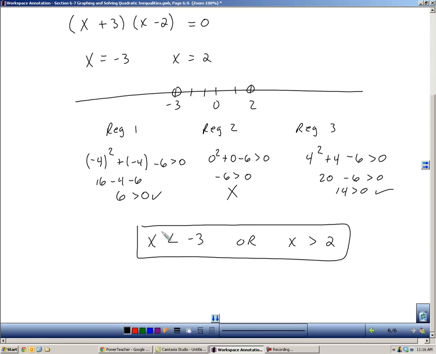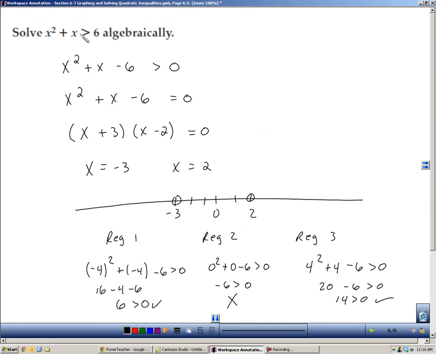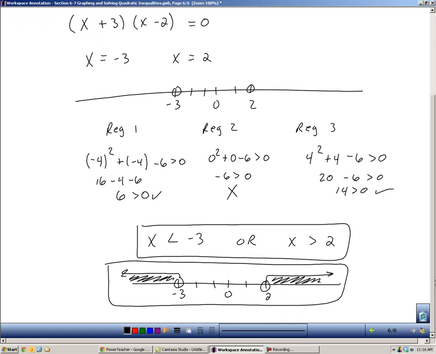If you wanted to compare this to graphing way back in algebra, you'd put an open circle on 2 and you'd shade to the right, and you'd say all those x values work over there. And then you put an open circle on -3 and shade to the left, and you would say all those x values work. And this is a way that you can solve this quadratic inequality by using algebra. Put them on a number line and then test the three regions to see if they work.